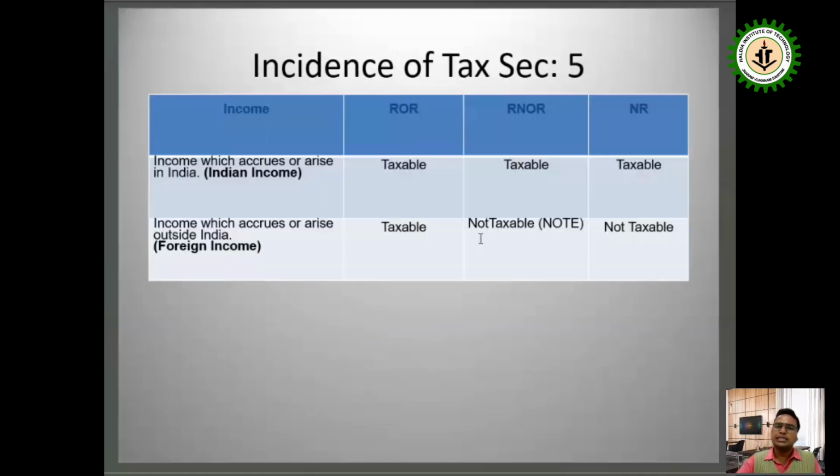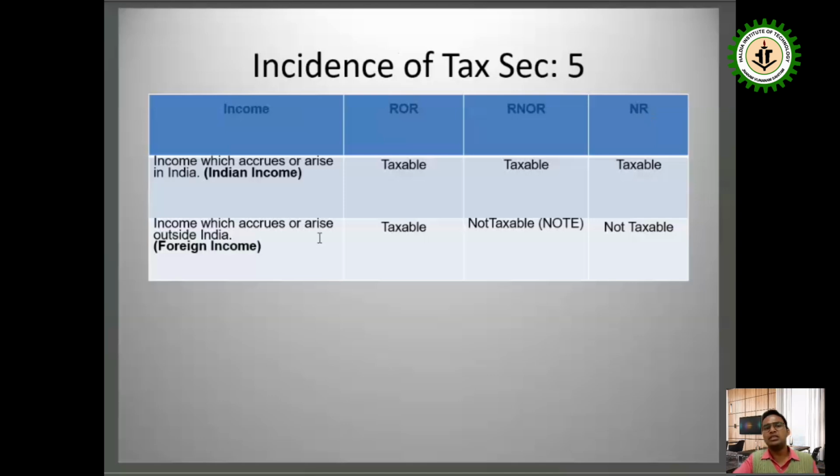Now, what is the reason for measuring the residential status of a person? Section 5 gives us the incidence of tax. Here ROR means resident and ordinary resident, RNOR means resident and not ordinarily resident, and NR means non-resident. Understand?